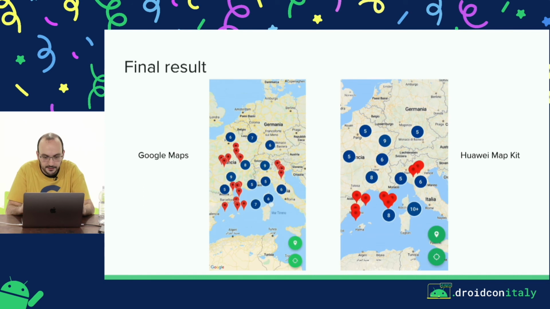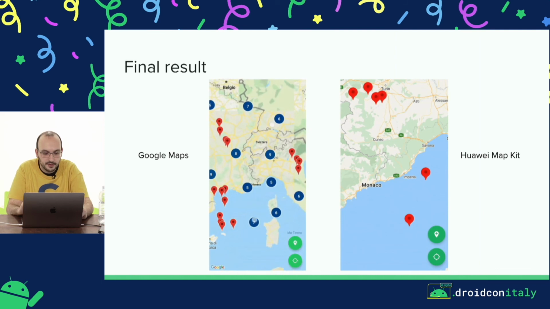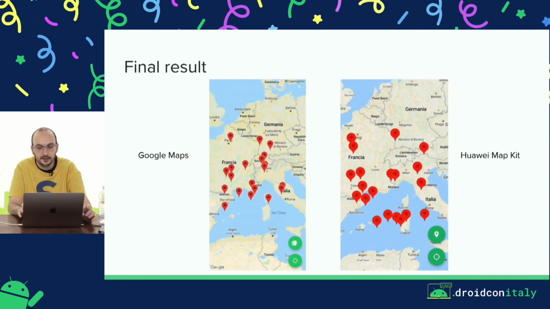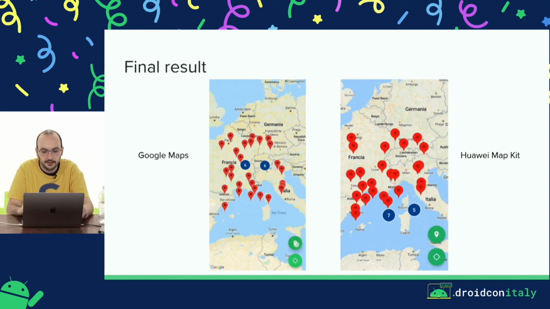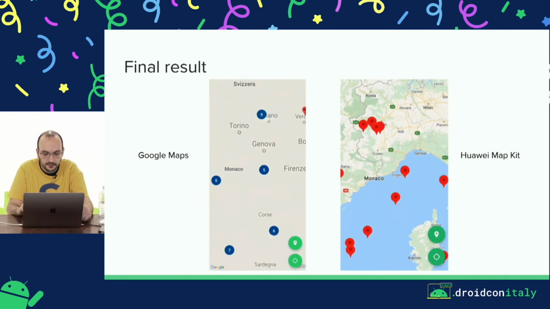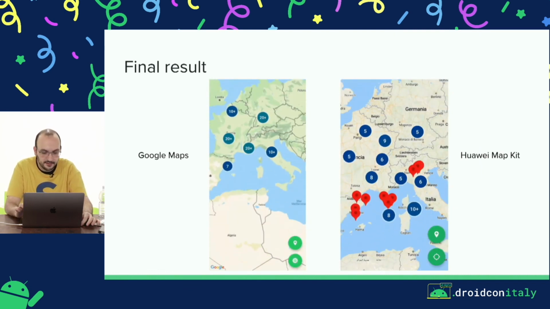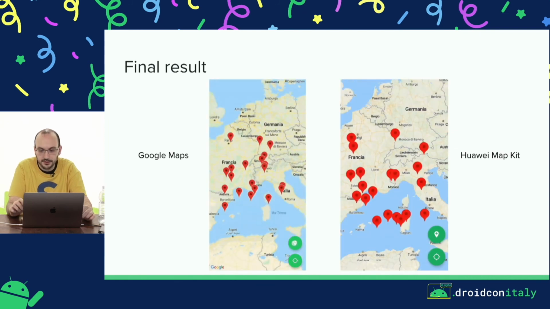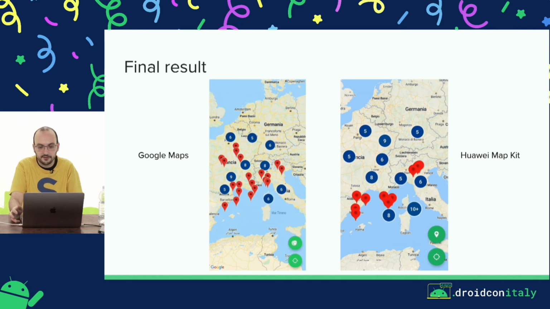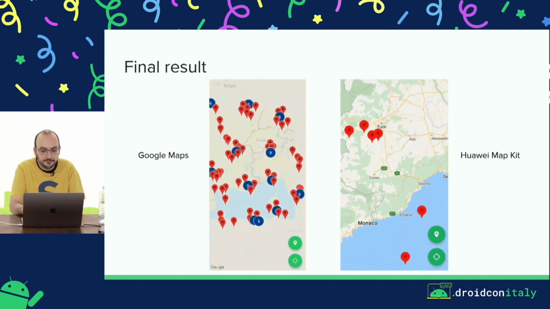So this is the final result. It's basically the same application. The one on the left, of course, uses the Google Maps library, and the one on the right uses the Huawei MapKit. They're really similar, but you can see that some details are different, and I think that Huawei with the MapKit did a really great job to add basically the same features that we are used to having in the Google Map library.